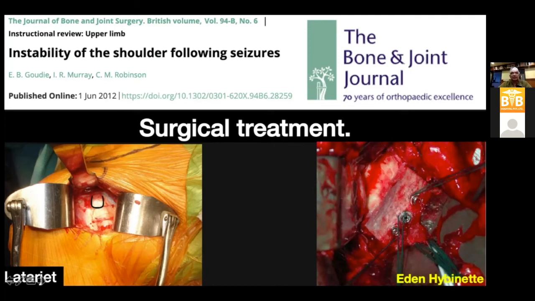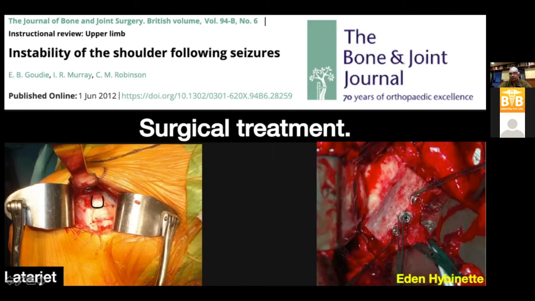So this is the prerequisite, and the surgery recommended for these epileptic patients is basically the Latarjet procedure. But with recent advances in understanding epilepsy and the mechanism of dislocation, people have identified that the conjoint tendon also contracts violently, even if it is transferred to the glenoid. So nowadays, Latarjet is not the gold standard for surgical treatment.